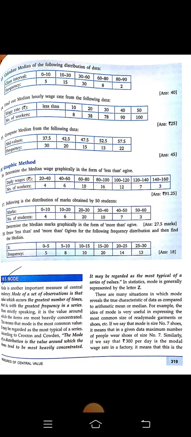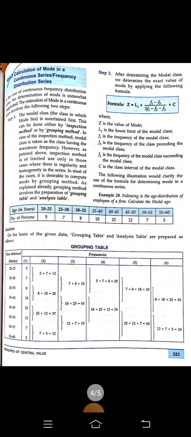In statistics, mode is generally represented by the letter Z. Let us see how we calculate it. Calculation of mode in the continuous series or frequency distribution series. In a case of continuous frequency distribution series, let us see how it happens.